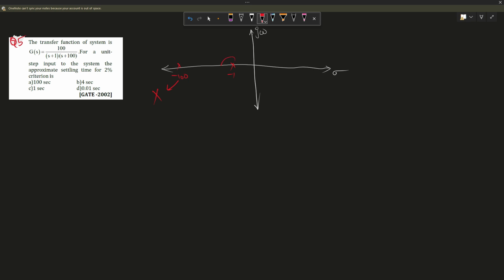So we are going to consider only one pole that's closest to the imaginary axis. It's given that it is a unit step input. So C of s is 1 by s into 100 by s plus 1. So what is the time constant of the system? It is 1 second. So therefore the settling time will be 4 into 1, which is equal to 4 seconds.